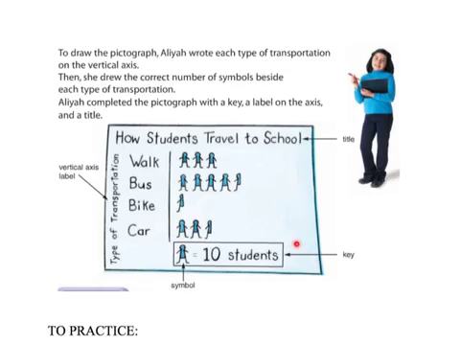She also has her key. One symbol was equal to 10 students. Then she completed her pictograph. As we noticed before, we said she would need 3 people for 30 that walk, 4.5 people for the 45 that take the bus, a half a person for the 5 people that are biking, and 2.5 people for the 25 that are taken to school by car.